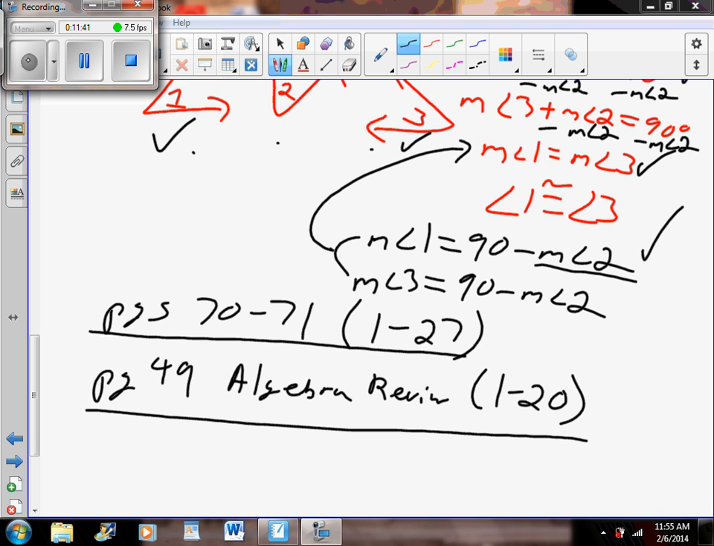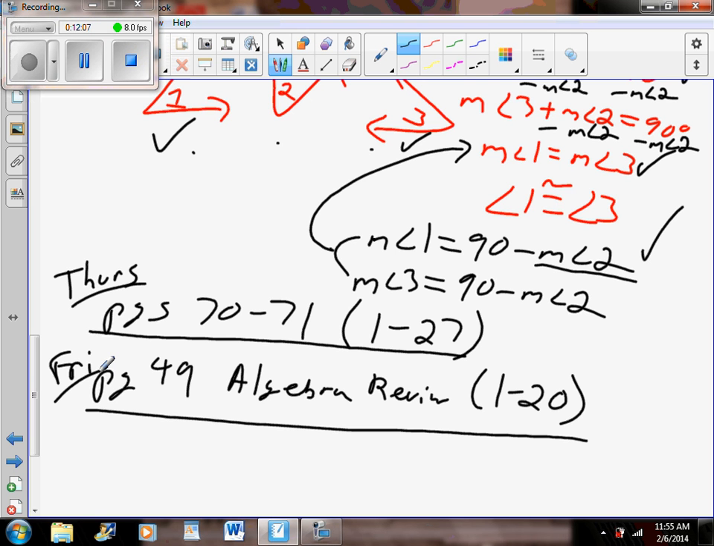Okay, I posted up here your assignment for tonight for this section, pages 70 to 71, 1 through 27. It deals with these concepts. This is what I'm considering your Thursday work. Your Friday work, down here, page 49. Thought it would be a good idea to review some algebra. Okay? I do want to review a little more algebra here in just a moment in class, but this is your Thursday and your Friday work right here.